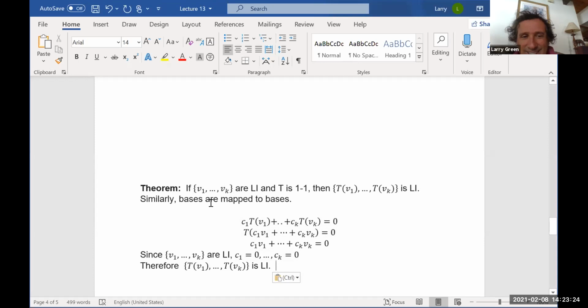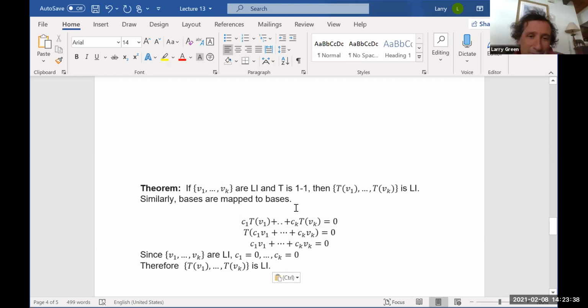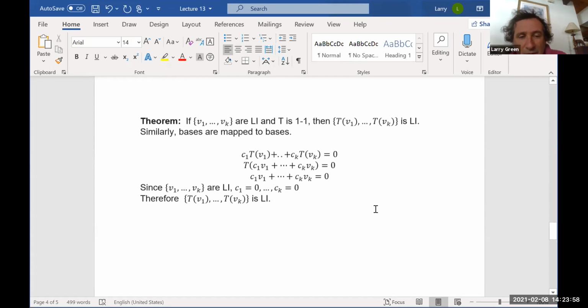Should I tell you? If you look at the set V1 through VK, and you look at the set T of V1 through T of VK, it has the same number of vectors. Is that obvious? Yes. And we have a theorem that if we have the right number of vectors and we want to show something's a basis, you only have to show linear independence. Do you remember that theorem? So that means bases map to bases, because that was by theorem.